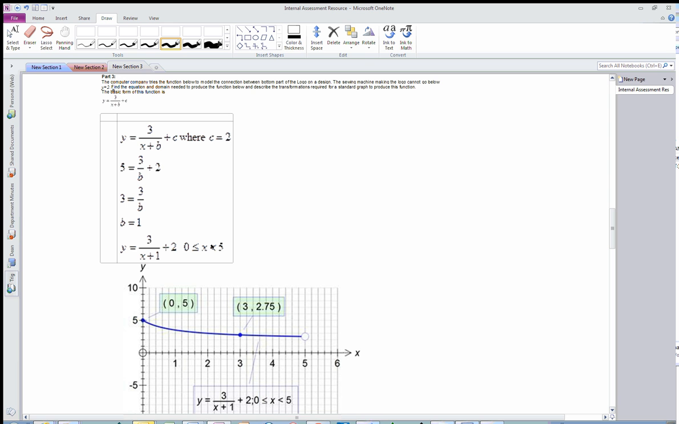The excellence part of this question states that you've got a logo design that they want to make, and with this logo design we have a shape that cannot go below the line y equals 2. We have to find the equation and the domain to produce this function, down below here, and it has to be of the form where it's quite obviously a hyperbola, y equals 3 over x plus b, plus c.